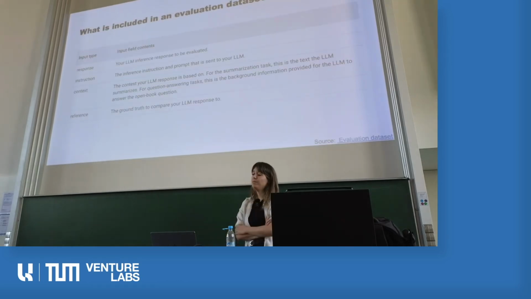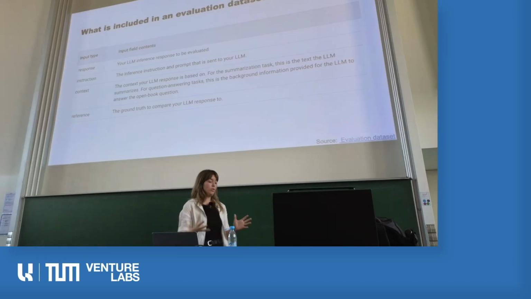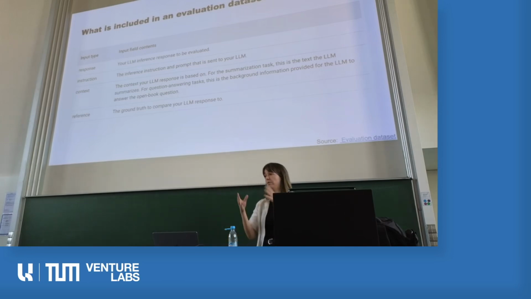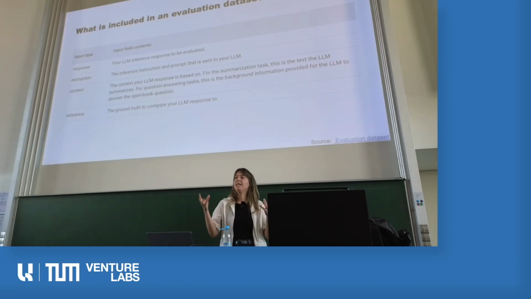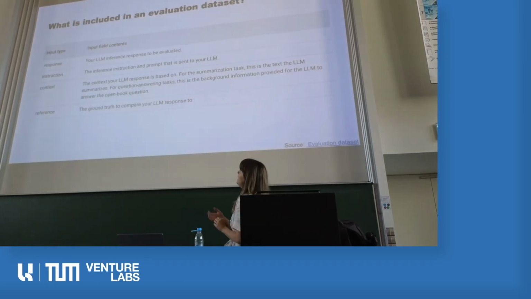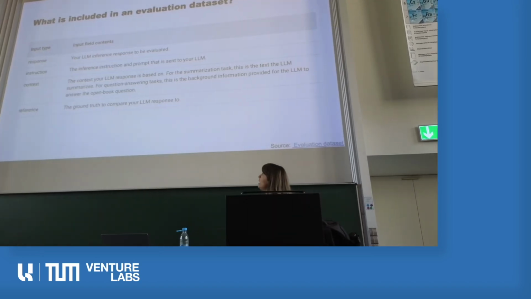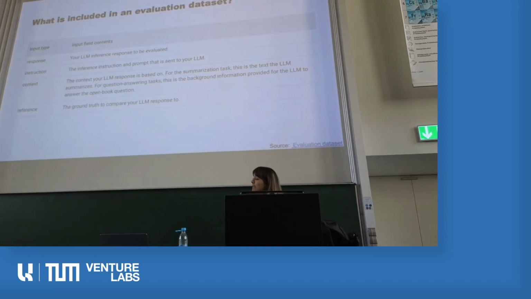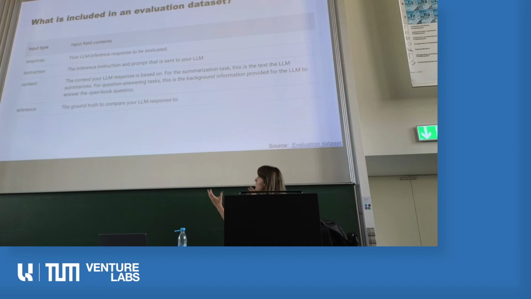And going further, what is usually included in an evaluation data set? I told you it's important to have a small data set, and it's important to have diverse queries there. But what is the data model in the end? What is included there? This highlights the key points, because this is what we're going to do the exercise with. You have the input type, which is the user query. You have the response, the output generated from the LLM. You have the instruction, which is basically part of your prompt. The instruction is the prompt.